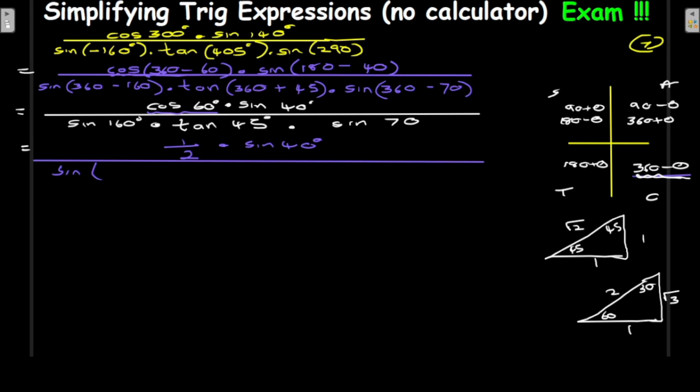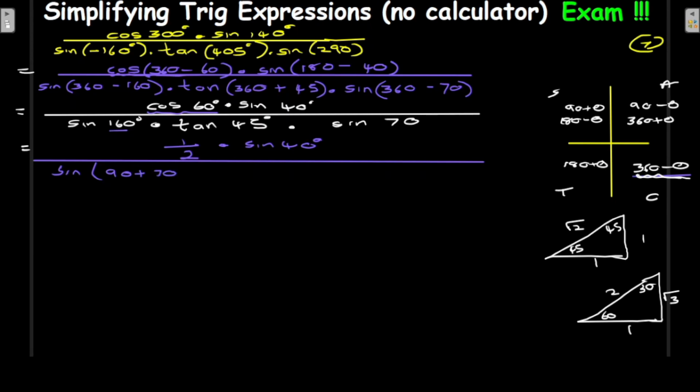So now we have sine 160, but what did we do to get 160? We said 180 minus 20, sorry, my bad, 180 minus 20. Or rather, you can just say 90 plus.